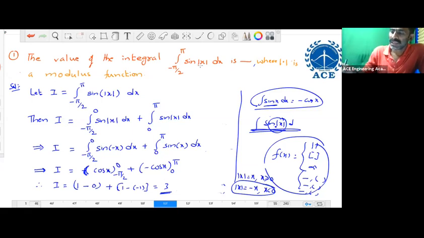If it is only sin x, directly we can integrate. If it is sin of mod x, we cannot integrate directly on it. That is why we use the definition of mod x, and then we write the sin of modulus function. Right? It is the first problem.